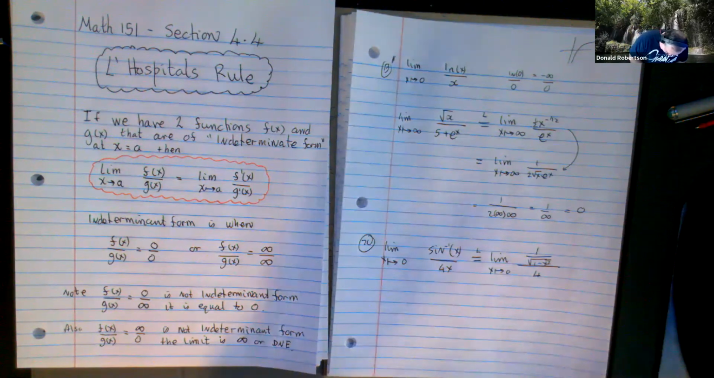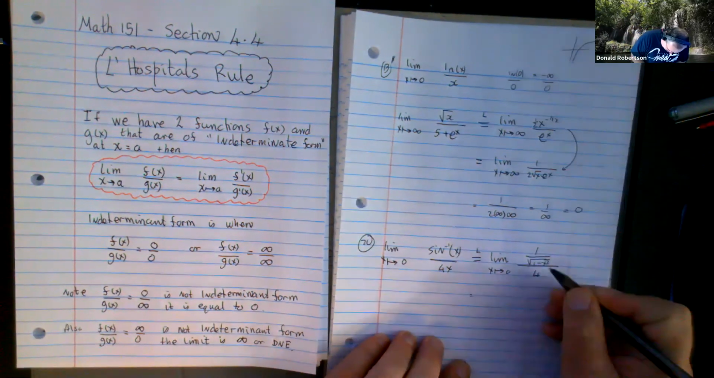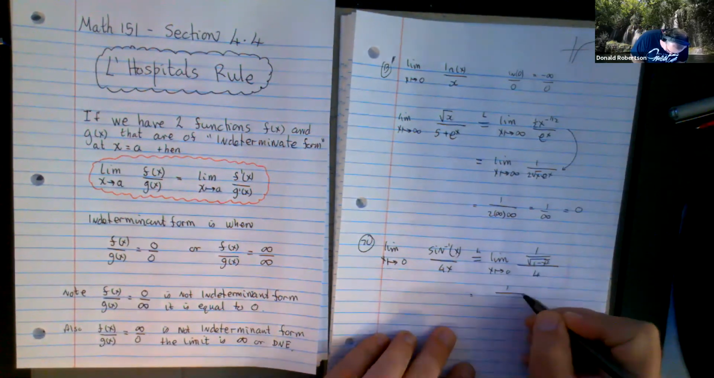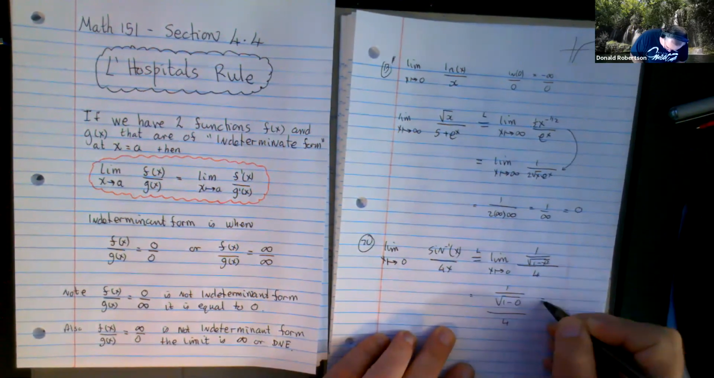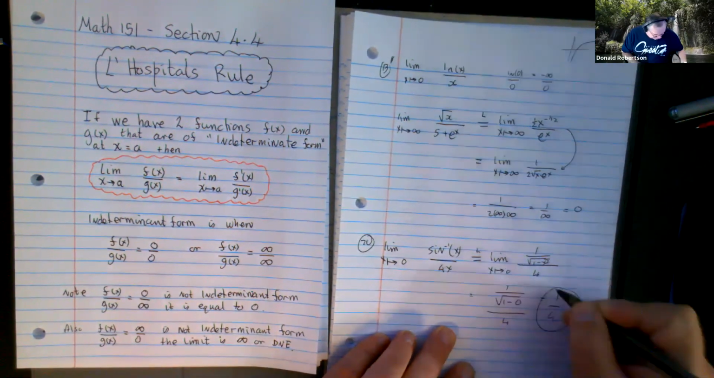Right, in this case here, I can now plug in 0. It's the square root of 1 times nothing squared over 4, which is 1 over 4, and there's your answer.